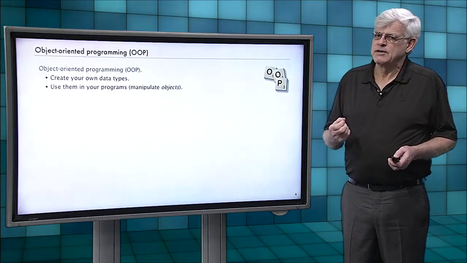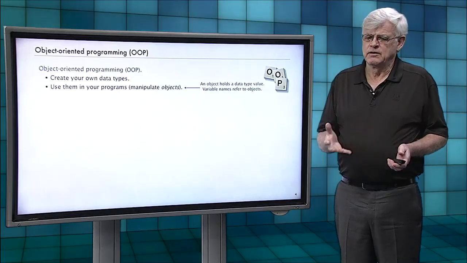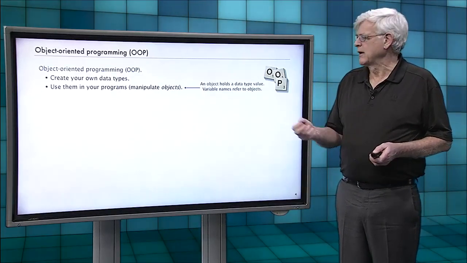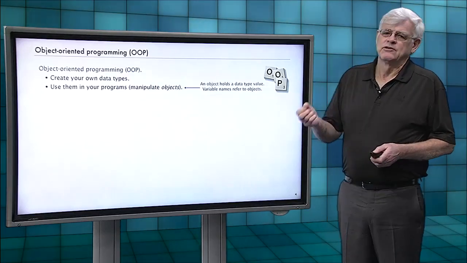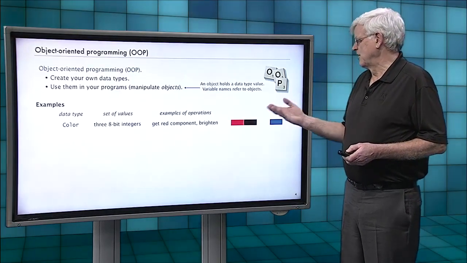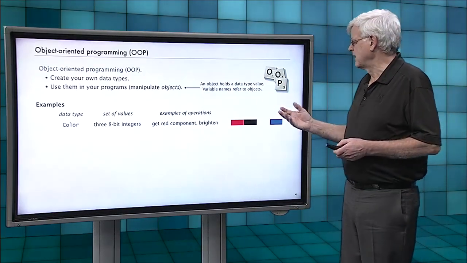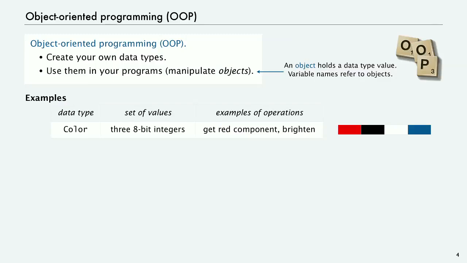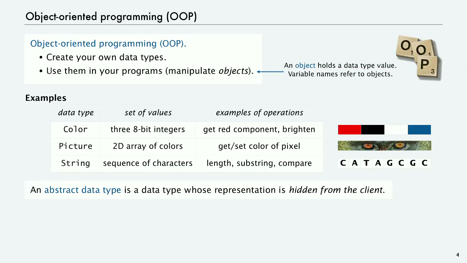It's where we create our own data types, use them in our programs, and creating the data type and using it in our programs is really what we talk about as objects, where an object is something that holds a data type value. So our variable names refer to objects, and objects hold a data type value. So for example, when we worked with color, we had our set of values, our operations were getRed component and brighten and so forth. There were objects that hold these data type values that we manipulated. And we looked at picture, where the set of values was 2D array of colors, and then we have objects that hold those values, and strings and so forth.